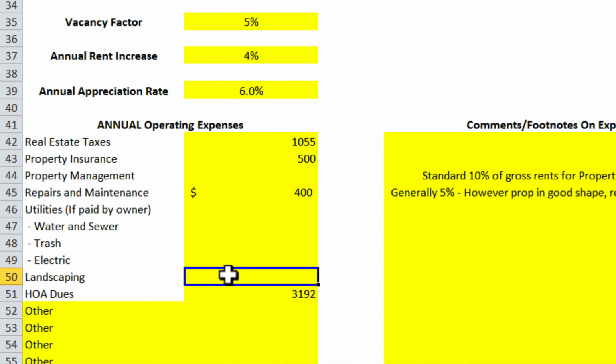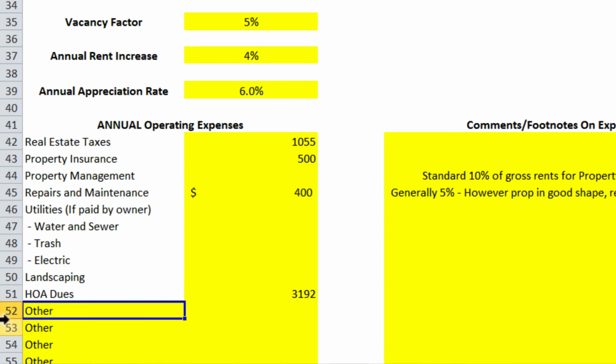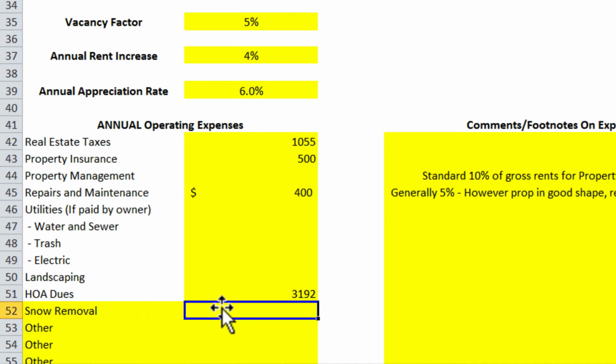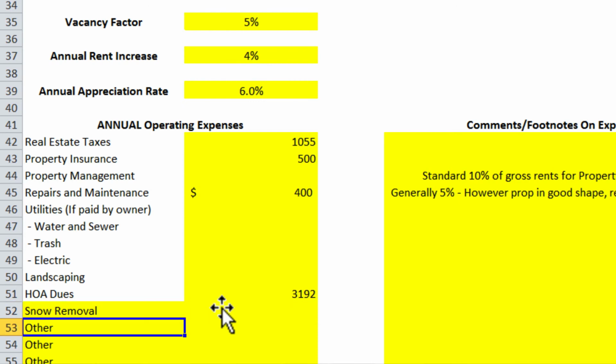Landscaping. All right. Do we have to? This is a condo, so it's got an HOA. They pay the landscaping, but maybe I want to put in here snow removal. Again, I understand this one is an HOA, but maybe if I am buying a duplex, I need to factor in $500 a year for snow removal. All right. That's what these other fields are for down here at the bottom.